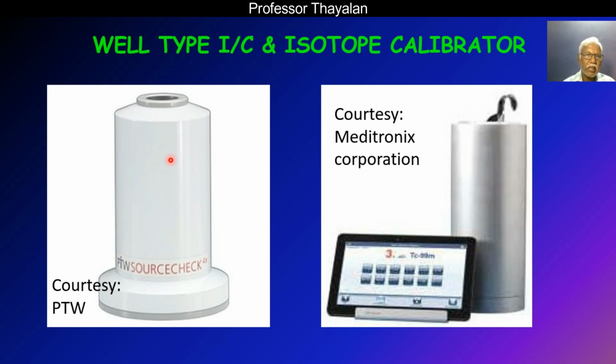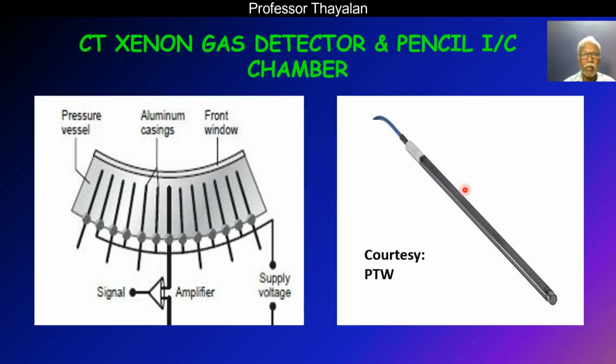So left side is well type ionization chamber used in brachytherapy for new source calibration. The right side is isotope calibrator used in nuclear medicine for radionuclide calibration, especially in gamma camera or in PET CT. This is commonly used.